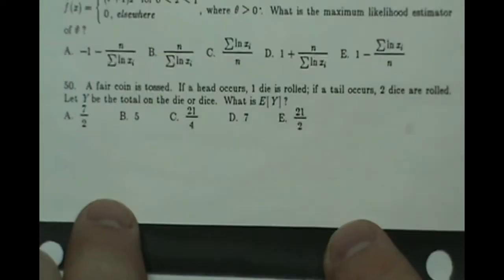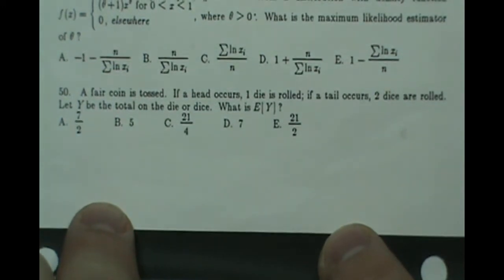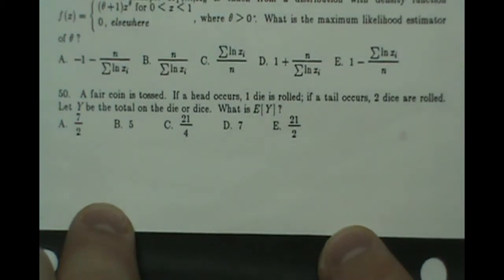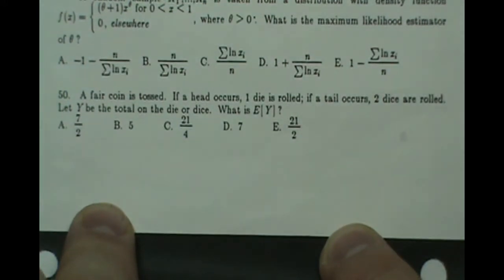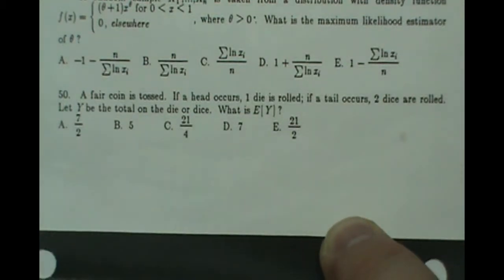Number 50, a fair coin is tossed. If a head occurs, 1 die is rolled. If a tail occurs, 2 dice are rolled. Let y be the total on the die or dice. What is the expected value of y?